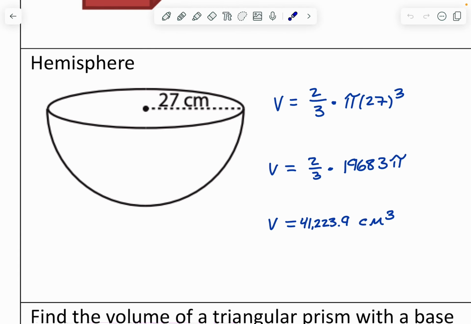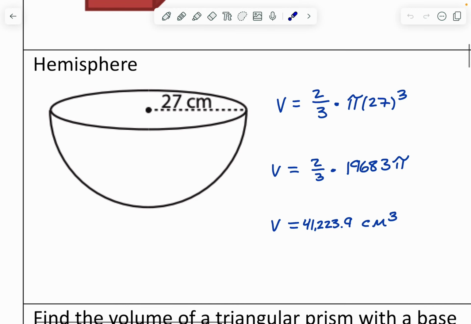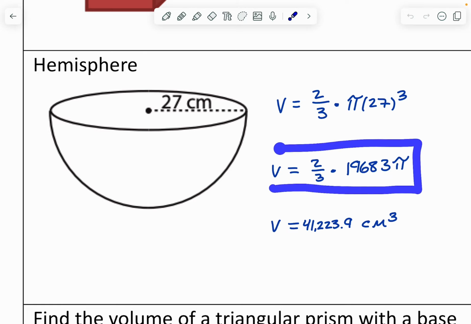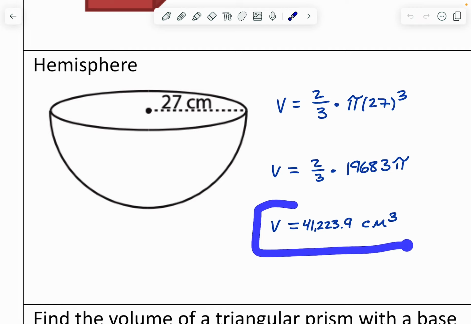Volume of this hemisphere. For the volume of a hemisphere, we have 2/3 times pi r cubed. In this case, the radius is 27. That's all you need to substitute with a hemisphere. Substitute that in. Volume is equal to 2/3 times 19,683 pi. Throw that into my calculator: 41,233.9.